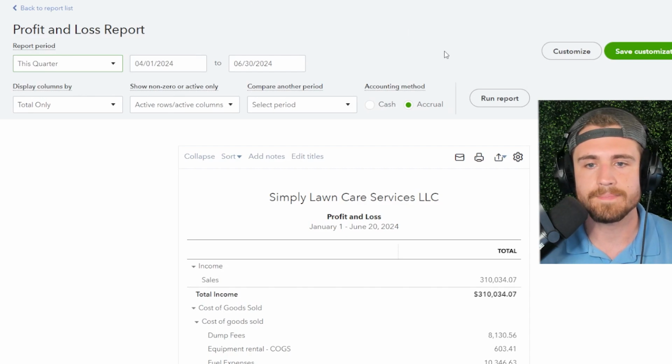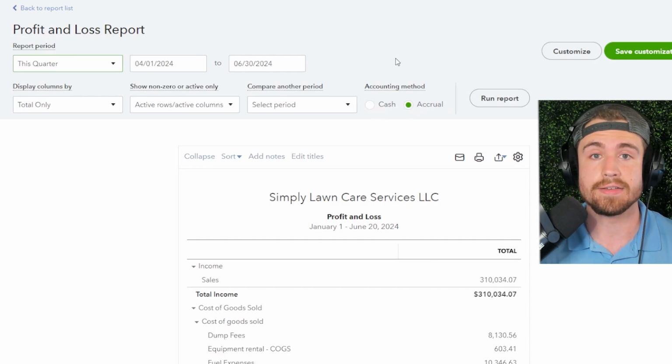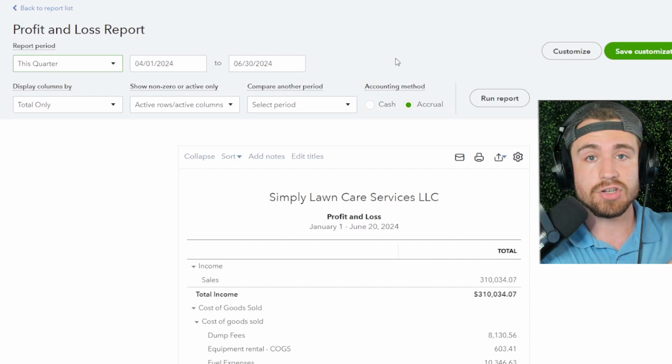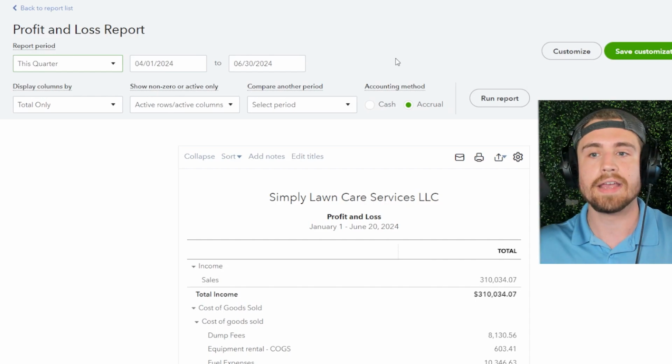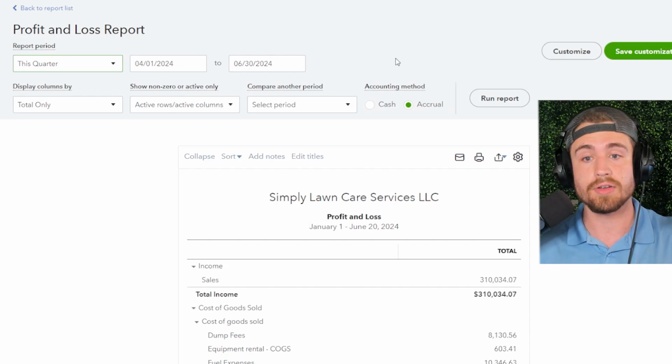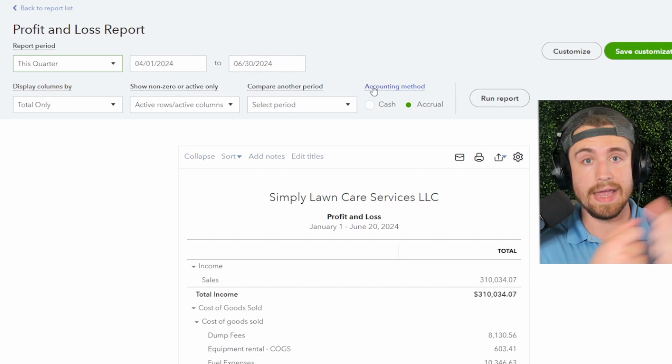What you can do here is you can see accounting method. There is cash accounting method and accrual accounting method. What cash accounting is you only count the cash that came in or out of your business when you actually had the cash come in. So if you bill a customer, for example, and they have not paid yet, that doesn't count on the P&L under cash accounting because you don't have the cash on hand yet.